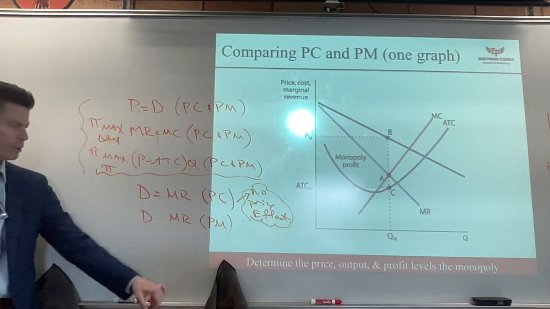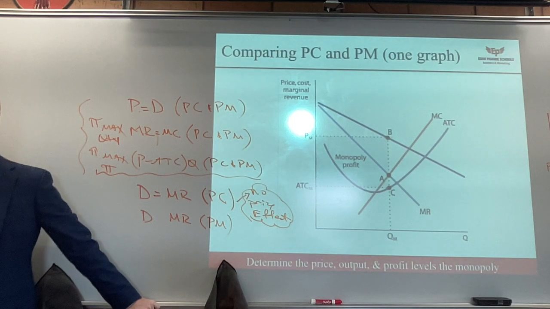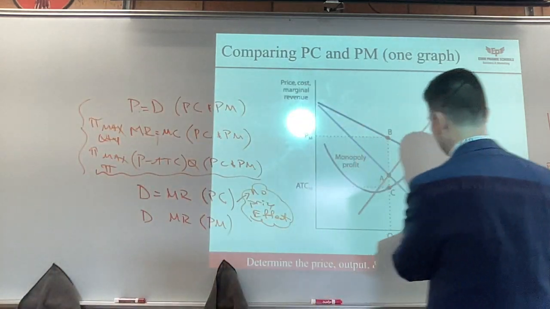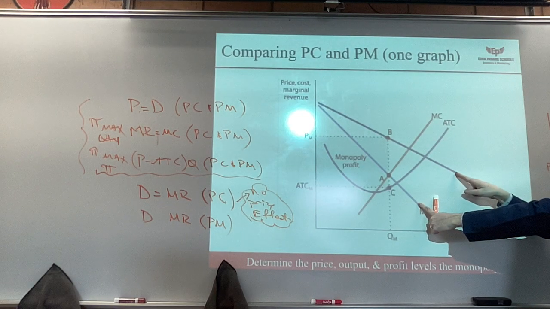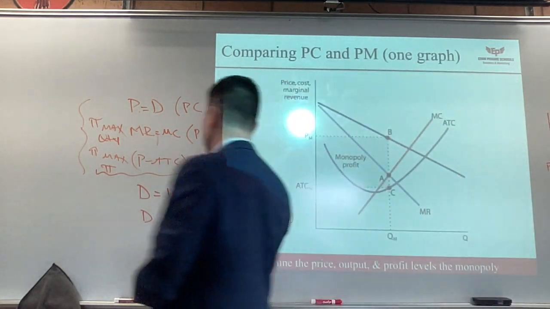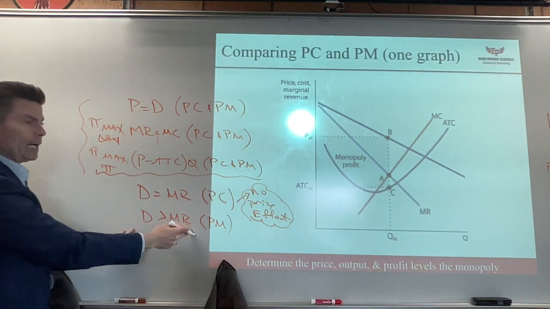Tyler, what's the relationship between demand and MR in a pure monopoly? Equal. Okay. Is this the same thing as that? Okay. Try again. Demand is greater. There you go. Demand is greater than marginal revenue in a pure monopoly.